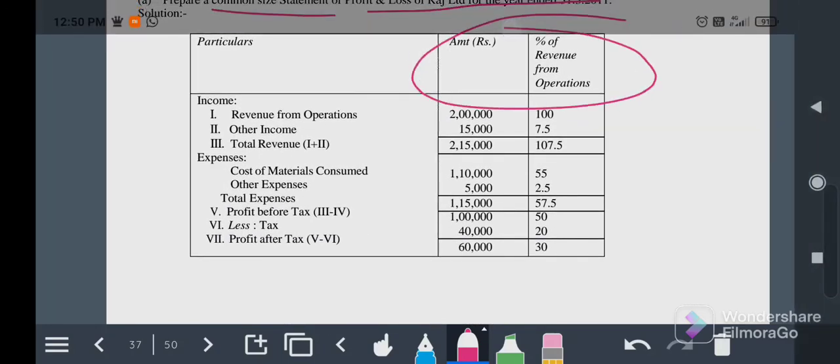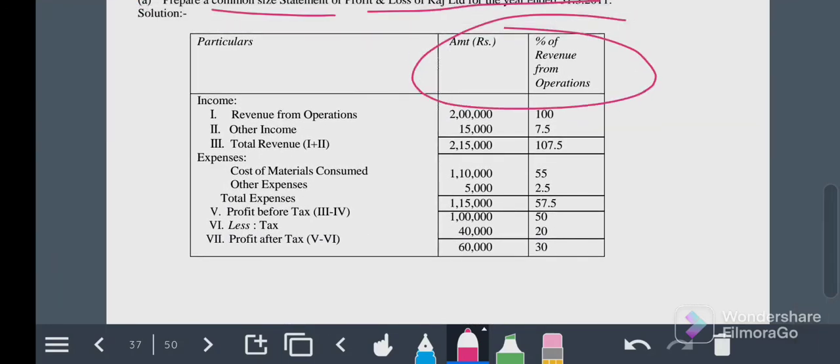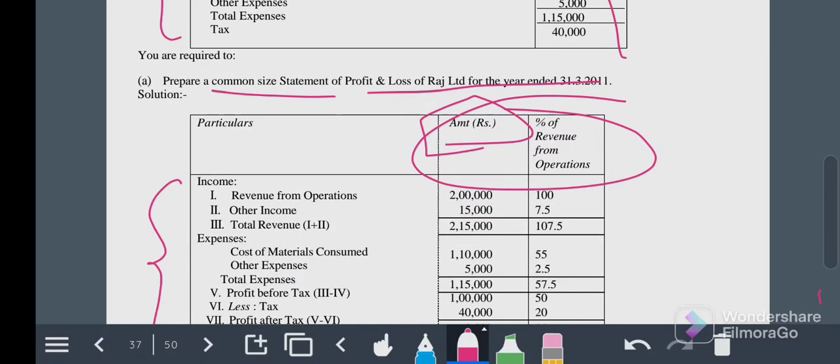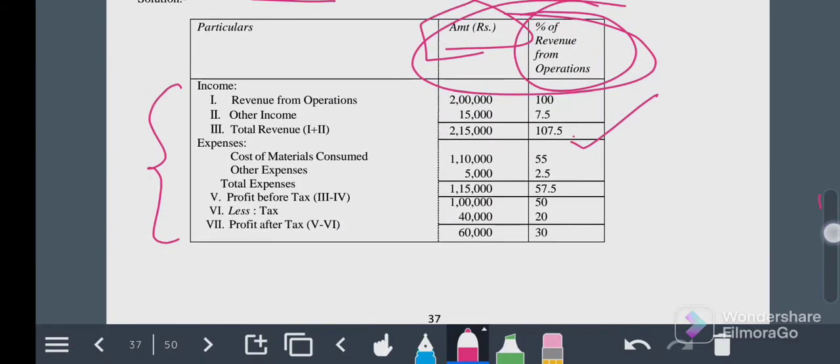Now how do the columns look? First let's discuss the format. The format is that whatever is given in the particulars part, write it down in the same way. Then you are given the amounts already in the question. If you see, these amounts are there, and then you have to calculate the percent of revenue from operations.